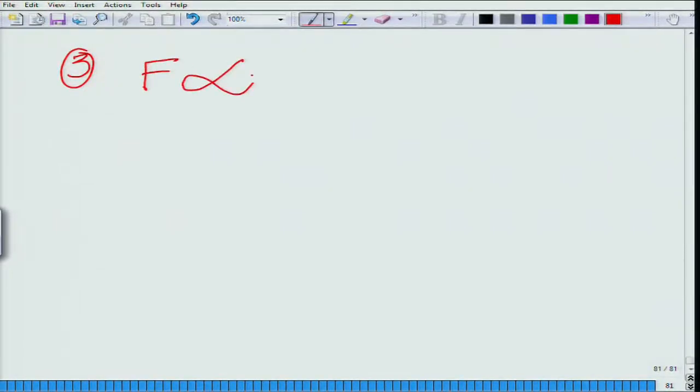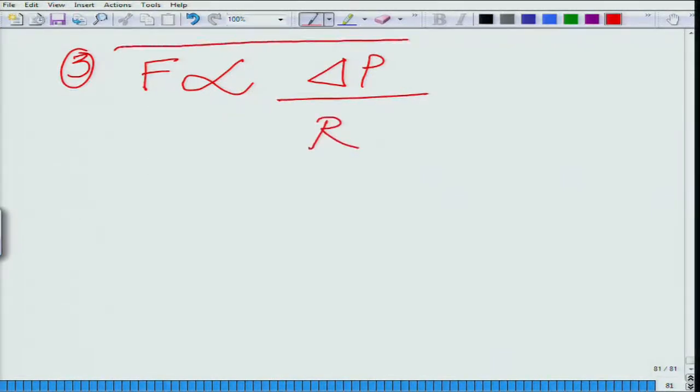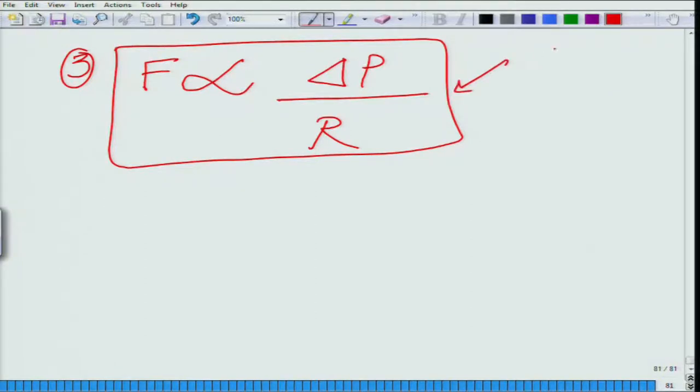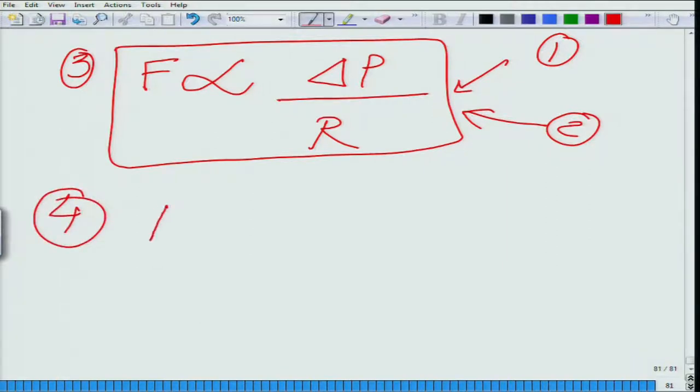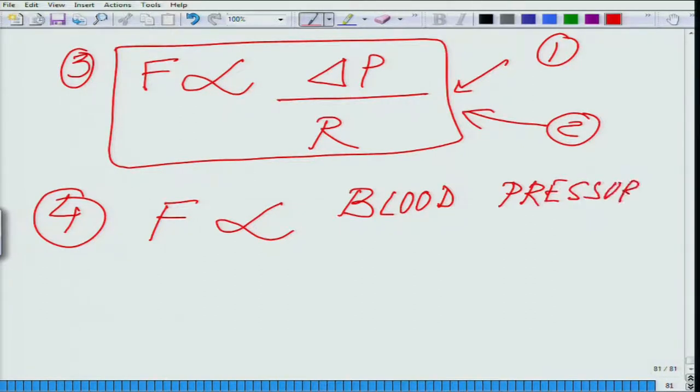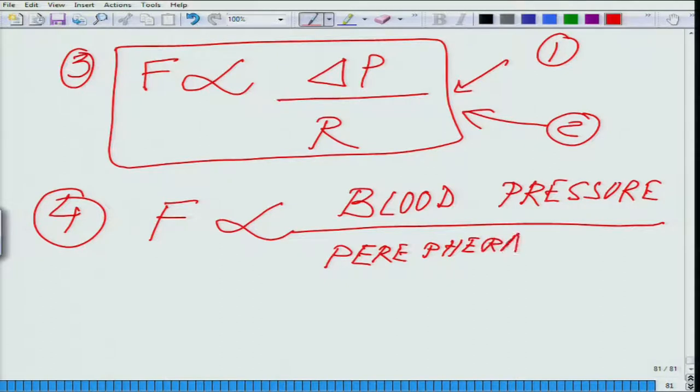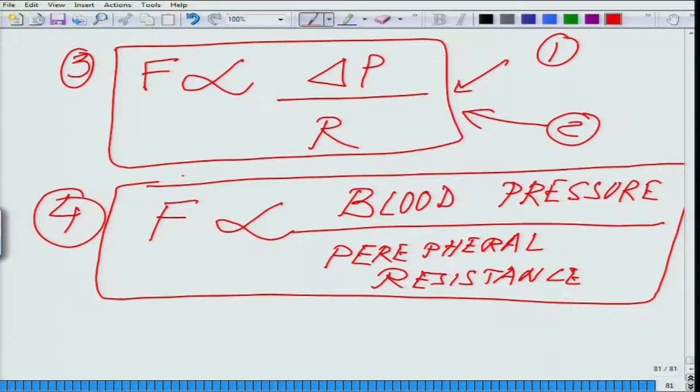If I add these two equations, flow is directly proportional to change in pressure and inversely proportional to resistance. This is coming from equation 1 and equation 2. Moving on to the fourth relationship, flow is directly proportional to blood pressure. Of course, we have to explain what is blood pressure. And inversely proportional to peripheral resistance. This is the fourth relationship.